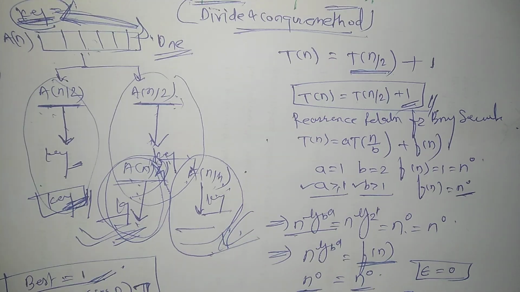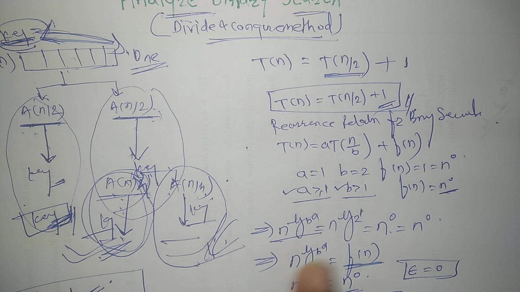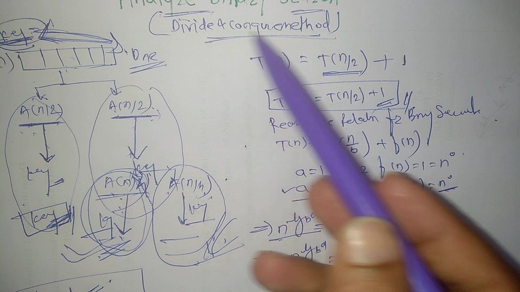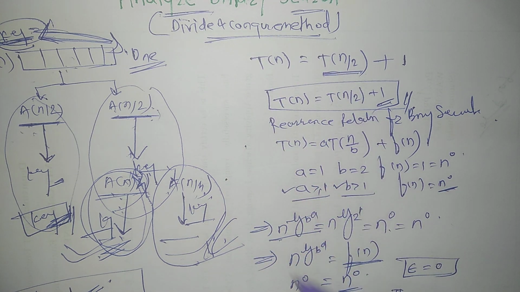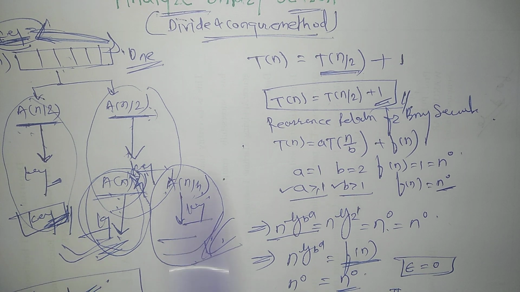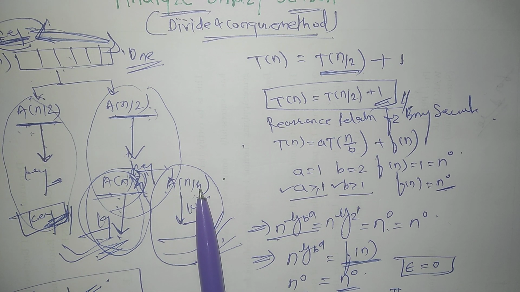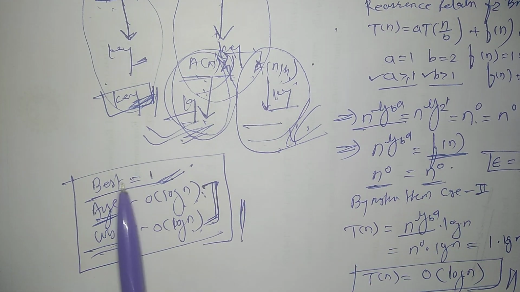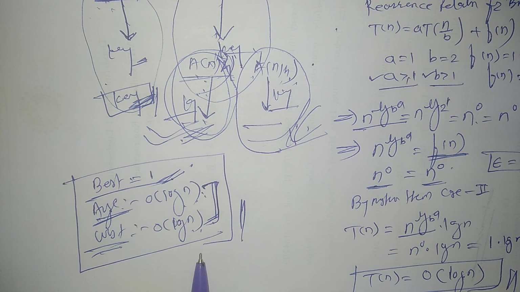This is all about binary search, where we tried to find the complexities using the divide and conquer method and solved the recurrence relation by master theorem. So we can say that we have performed the analysis of binary search, and these are the final complexities in the best case, in the average case, and in the worst case.